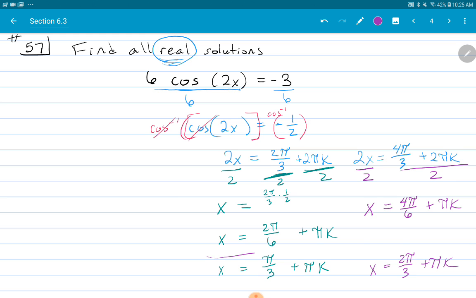So there is my final solution. 2 possible solutions for x.